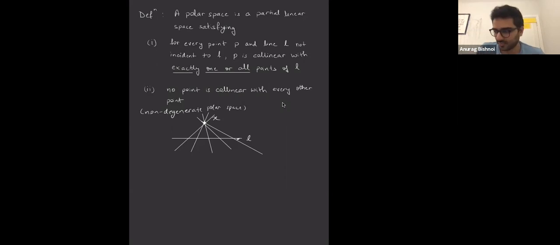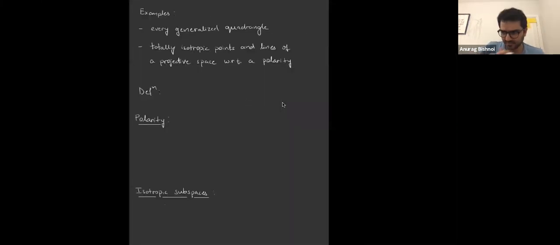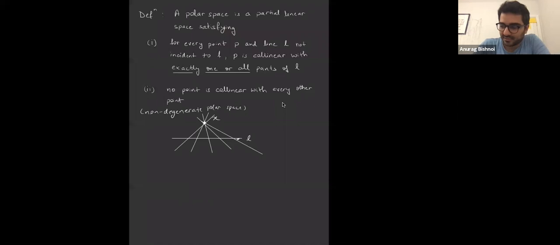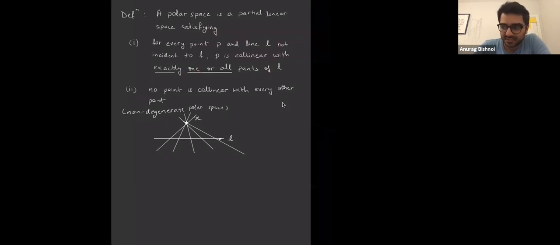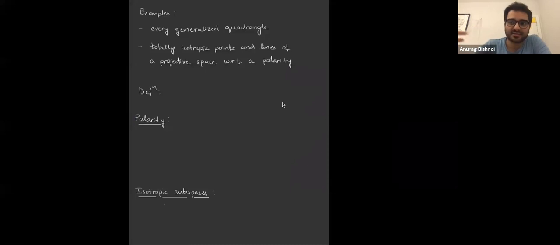So not too many things to remember. And what are the examples? Clearly, every generalized quadrangle is a polar space, right? Because you had that first axiom, where only the first condition can happen, that exactly one point of L is collinear with X. And then you can get the non-degeneracy of the generalized quadrangle from the second axiom here. So every generalized quadrangle is definitely a polar space. So we are now generalizing these generalized quadrangles to these multi-line geometries.